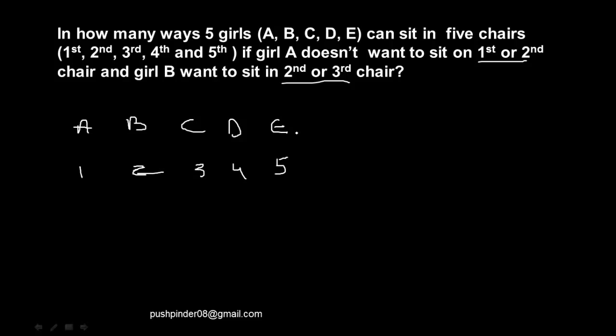Now let's see. What do you do in such kind of questions? You make cases. You calculate the different cases for the positive one. Okay, now make B sit on the second chair.